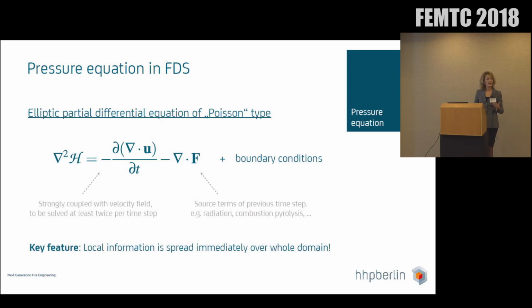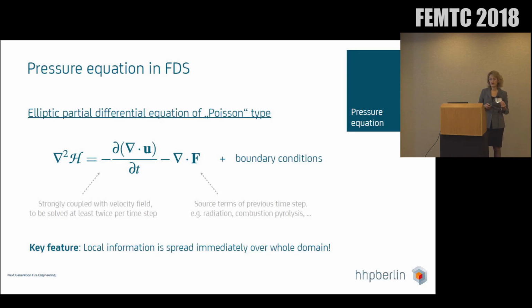It is strongly coupled with the velocity field, which will be important. Besides, we have a huge source term where all the different contributions from the last time steps come in. So it has to be solved at least twice per FDS time step. And you know there are a lot of time steps. So it's very important to do it efficiently and to do it accurately.